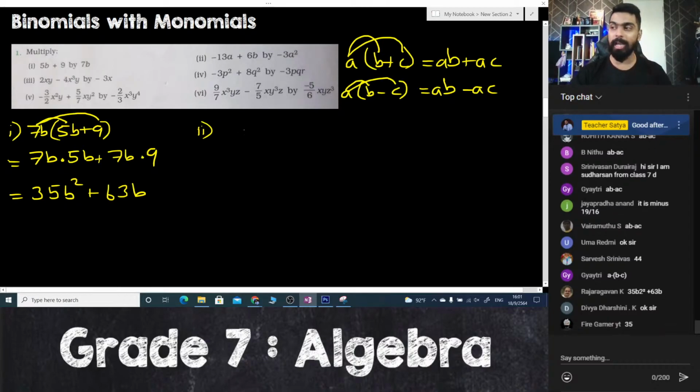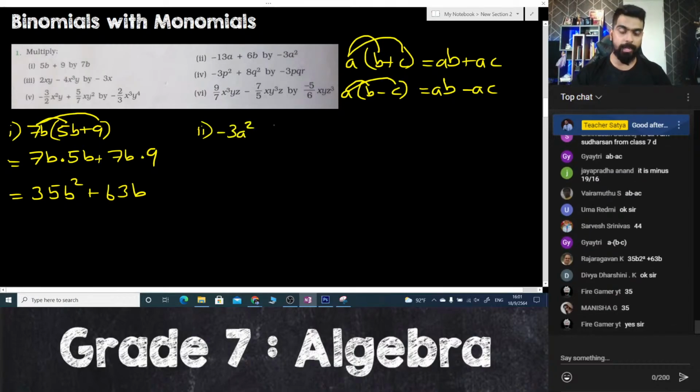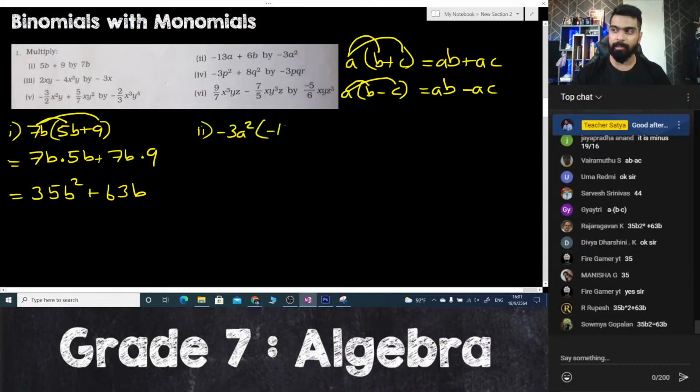All right, so what do we have here, guys? We have negative 3a squared multiplied with negative 13a plus 6b. So I'm going to take this and multiply with this, right?